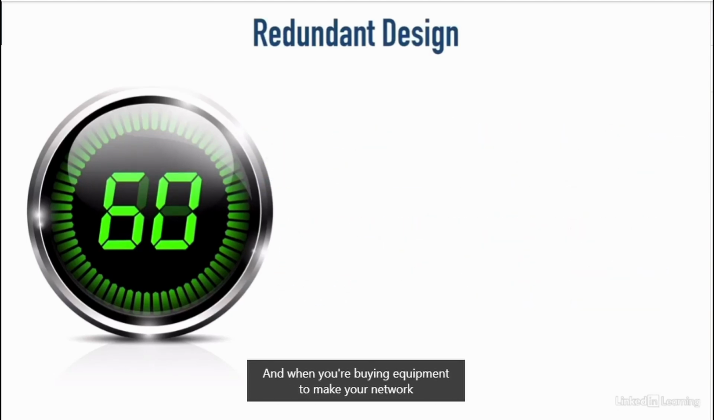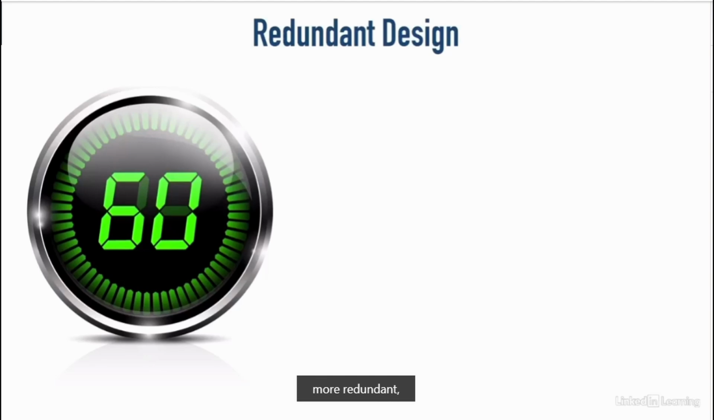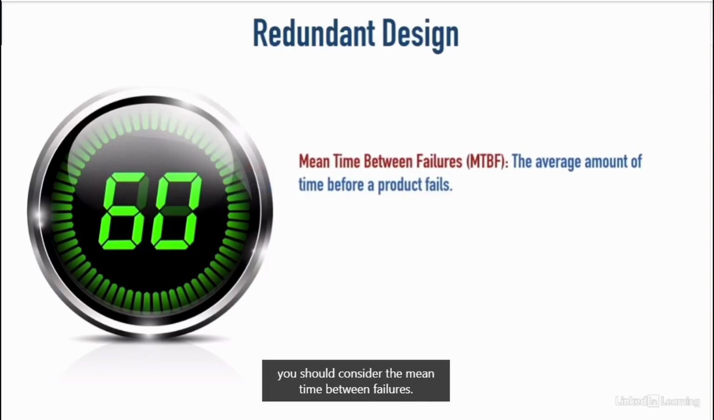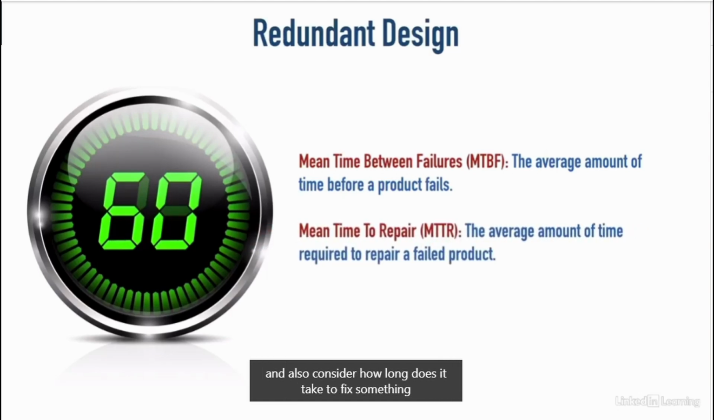And when you're buying equipment to make your network more redundant, you should consider the mean time between failures. What is the average amount of time between failures of a particular router or switch or UPS as an example? And also consider, how long does it take to fix something if it goes down? What is the mean time to repair? Those are a few network redundancy considerations to think about when you're doing your network design.